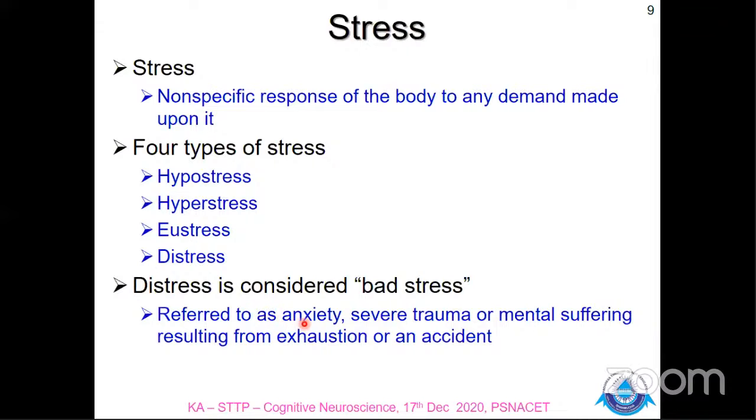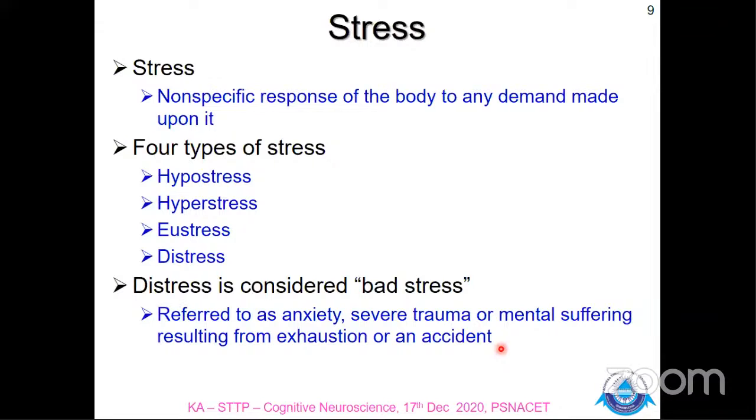It refers to anxiety, severe trauma or mental suffering resulting from exhaustion or accident. Whenever there is exhaustion of your brain, here we talk about stress as a brain-related thing. It's a mental thing. Whenever you are exerting yourself at the corresponding work, it produces a bad stress. That is distress. It's very, very dangerous. So we can take care of that corresponding subject, distress, and fully relieve the distress. It's also, I told them, an accident.